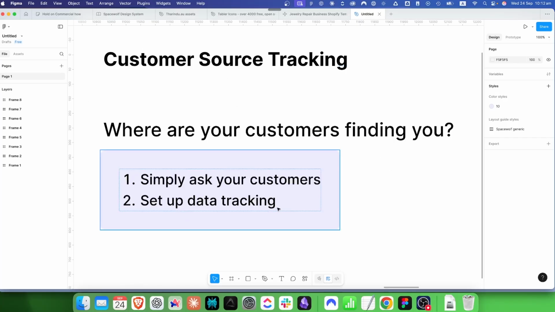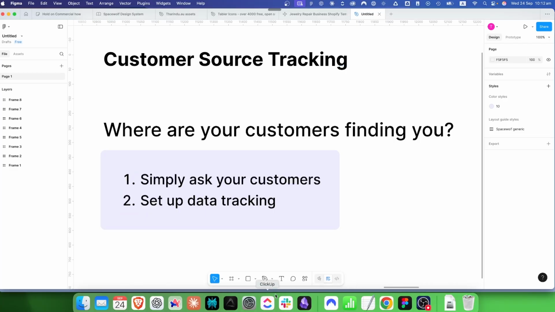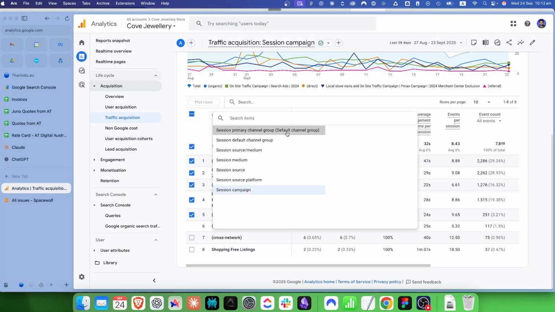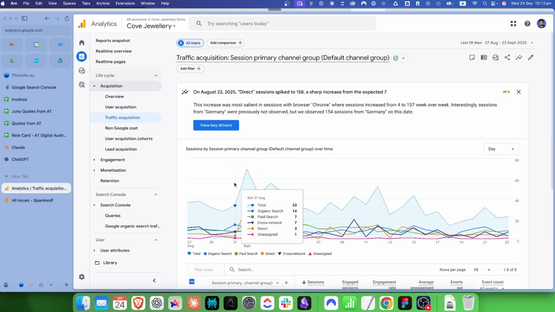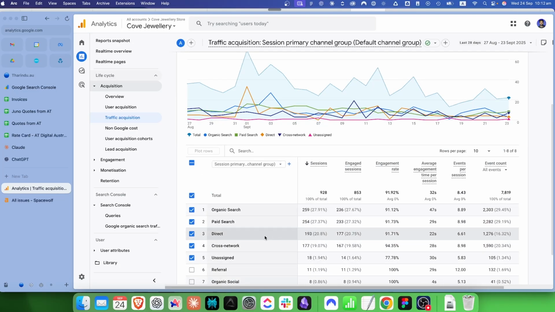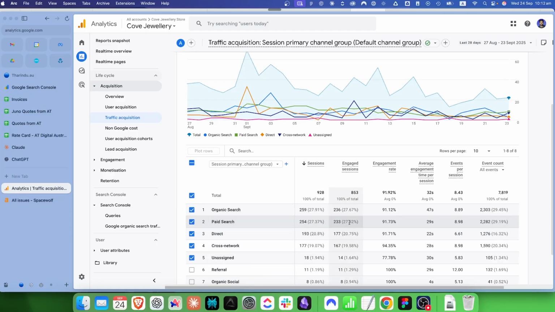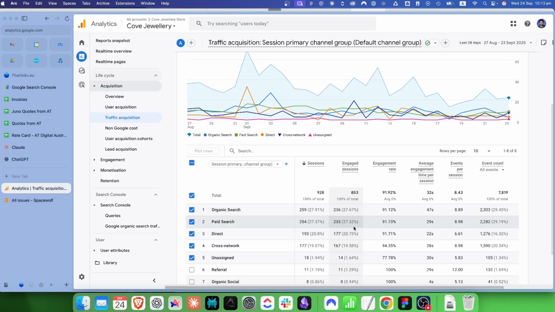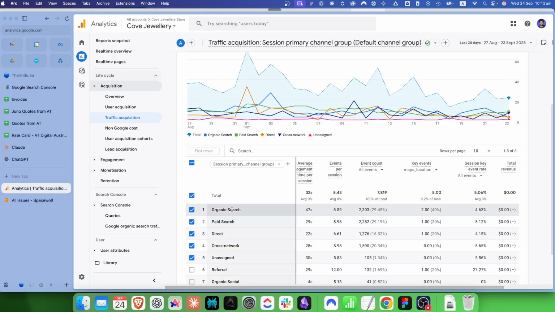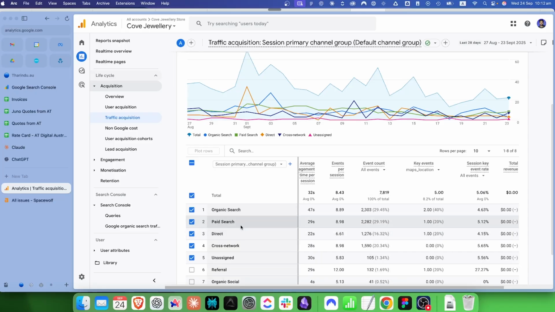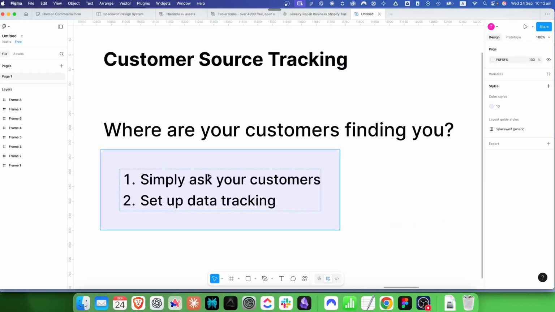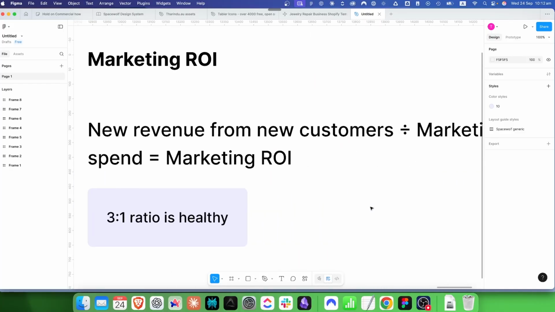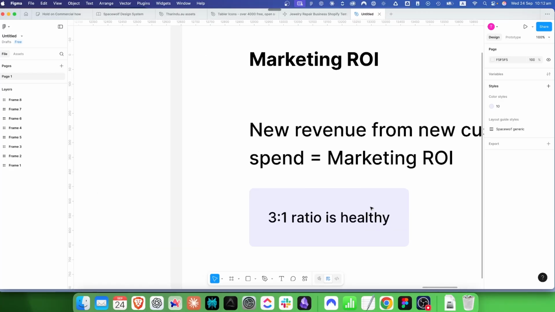But this is very important because, going back to this, let me go to default channel group. If you're finding a lot of your best clients are actually coming from paid activities rather than SEO, then you might want to move some of that budget to paid ads because that's generating most of your clients, right? That's why this is important. All right, let's go to the next one. I think this is the last one.